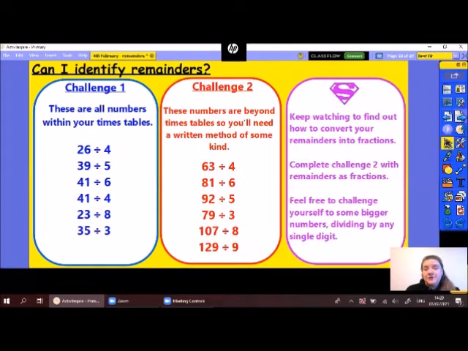If you want to do the super challenge as well today, then you need to keep watching, because I'm about to show you how to convert your remainders into fractions to make your answers look a little bit more grown up. So you would then need to complete challenge 2, but writing your remainders as fractions. And you can then feel free to challenge yourself with really big numbers if you want, dividing by any single digit. So any number up to 9.